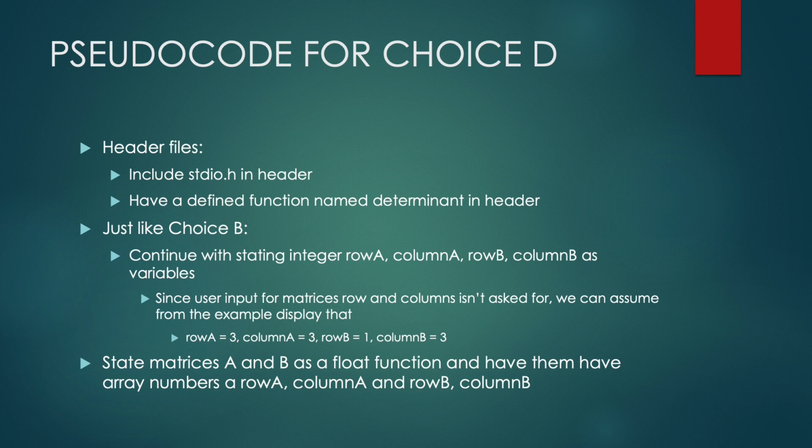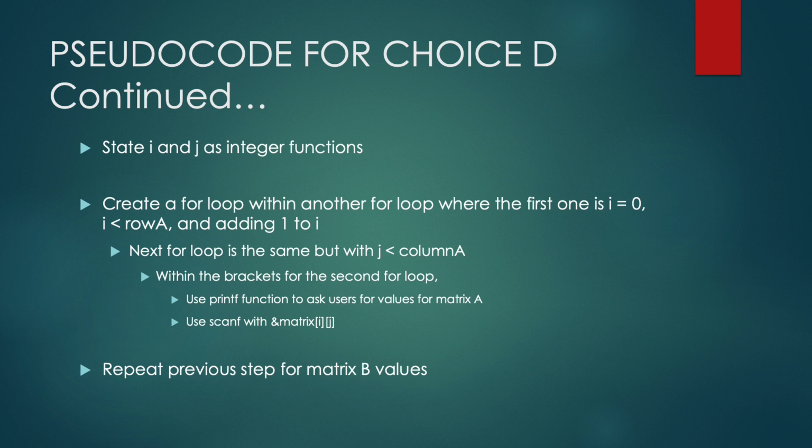We will state the matrices as a float and have them have an array of numbers of row A, column A, row B, and column B. We will state i and j as integers, and then we will create a for loop within another for loop where i is equal to 0 and i is less than row A, and we'll be adding it up by 1 each time. And then for the j for loop, we will have it the same, starting at 0 and j being less than column A, and within the brackets of the second for loop we will have a printf and scanf function to have the values of matrix A, and we will do the same in order to get the values of matrix B.